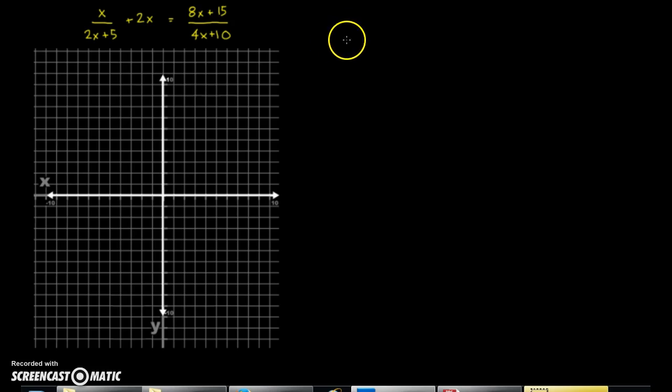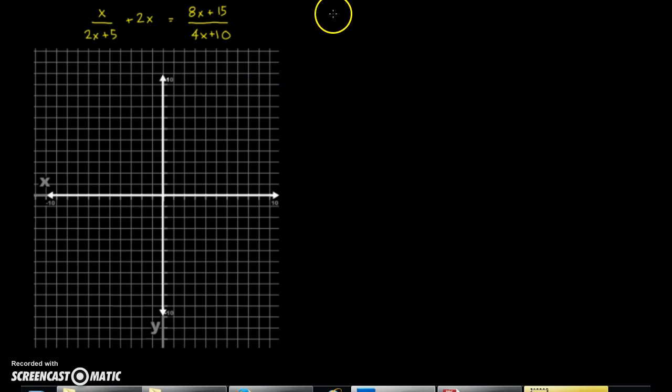Okay, so first off, what we want to understand is that this equation is basically asking you what is the solution when this graph on this side intersects with this graph on the other side. So we're essentially looking at two different graphs. I want you to keep that in mind.